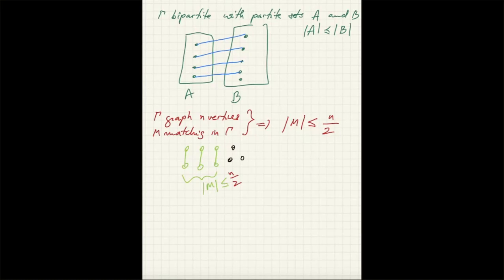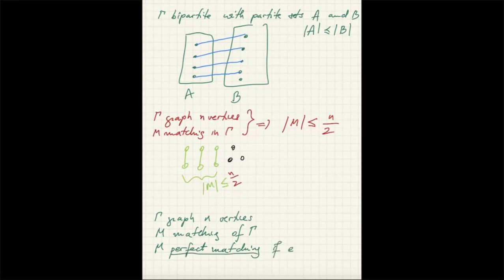I'll just add a quick definition here. If gamma is a graph on n vertices, and M is a matching of gamma, M is called a perfect matching if every vertex of gamma is saturated by M. And this is actually equivalent to the cardinality of M being equal to n over 2.